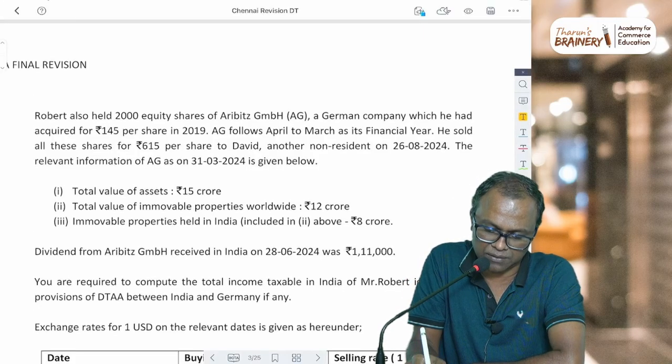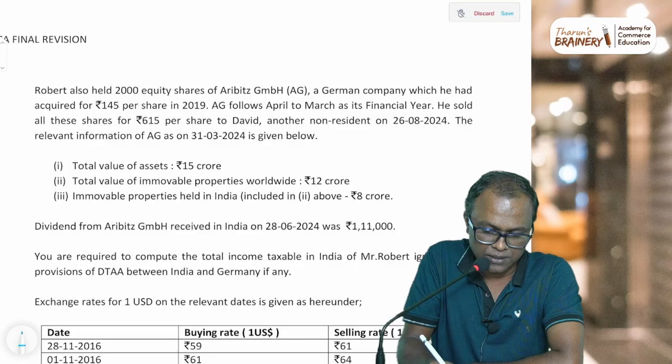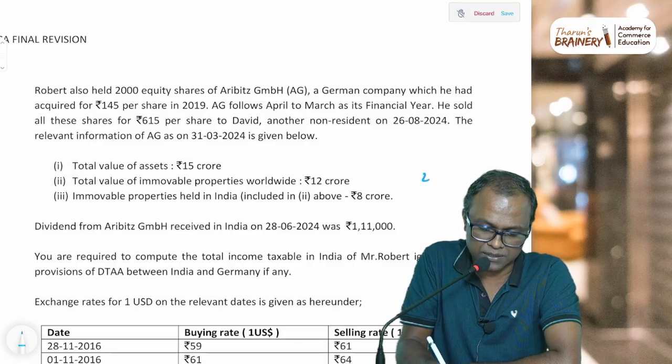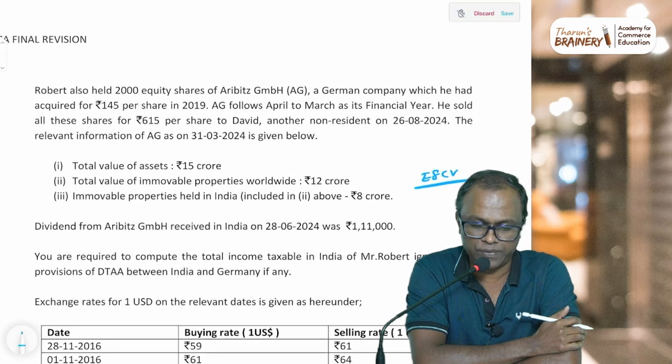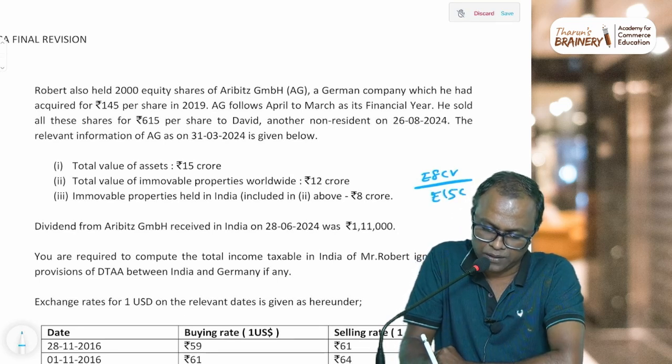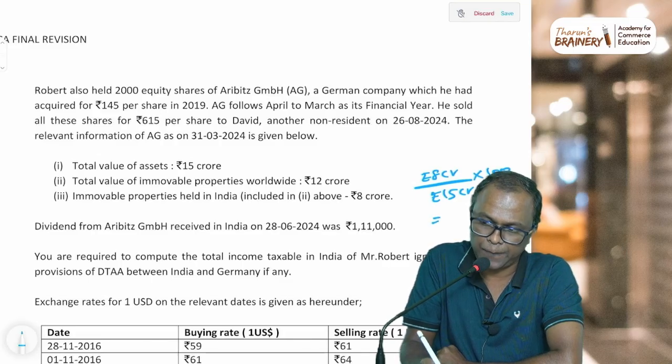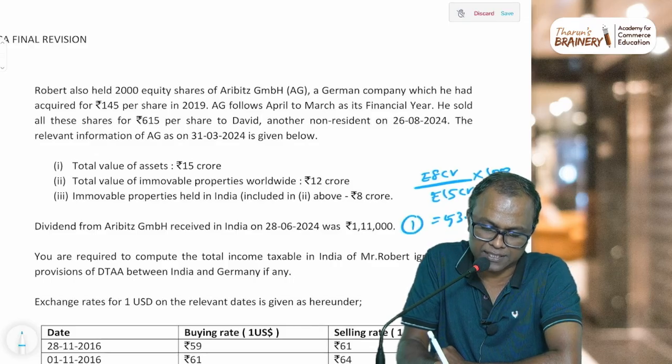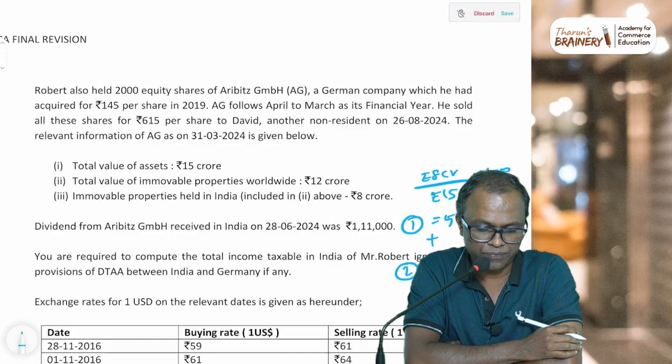Assume it is a fair market value. The value given is fair market value. So value of assets held in India is rupees 8 crore. What is the total value of assets of the foreign company? The total value of assets of the foreign company is rupees 15 crore. So 8 crore by 15 crore into 100. What's the percentage? 53.33%. Primary condition satisfied. And second condition, value of Indian assets should be more than rupees 10 crore.